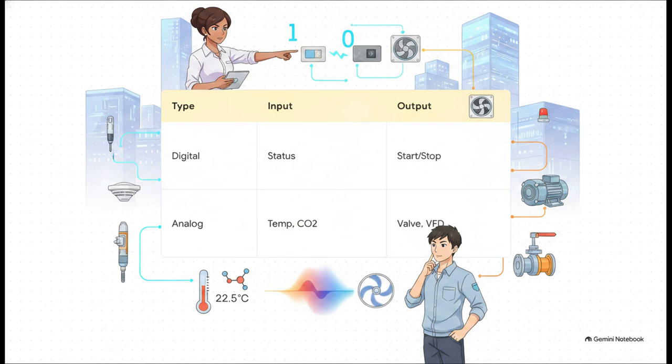An analog signal, on the other hand, is a continuous sliding scale. So an analog input is a variable measurement, like the temperature is exactly 22.5 degrees or CO2 is at 800 parts per million. And an analog output, that's a variable command, like telling a valve to open to exactly 45% or telling a VFD to run a motor at 60 hertz. So just remember, digital is for specific states and analog is for variable ranges.